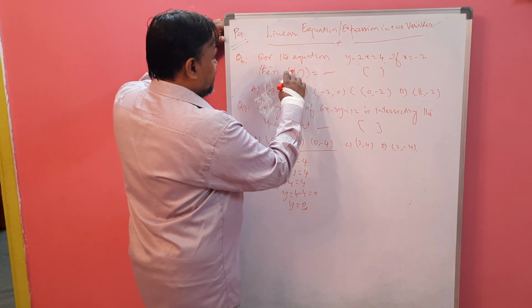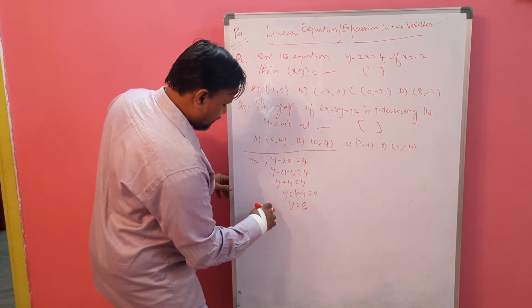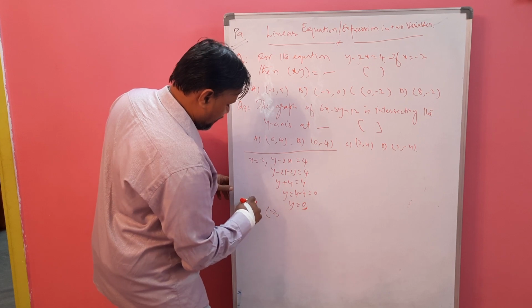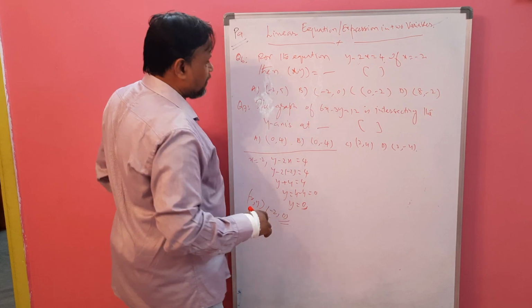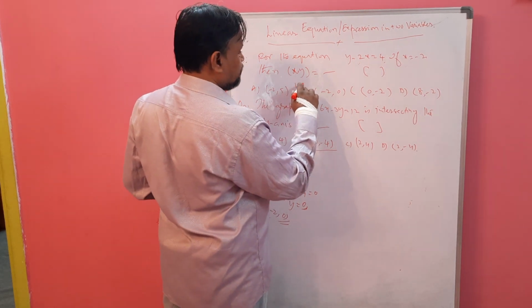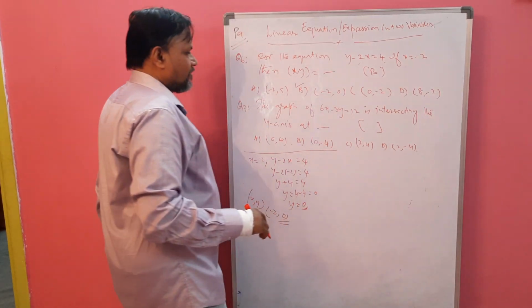So we have to write the ordered pair (x, y). What is (x, y)? X is minus 2, y is 0, so (minus 2, 0). Where is that? Option B. So this is our answer.